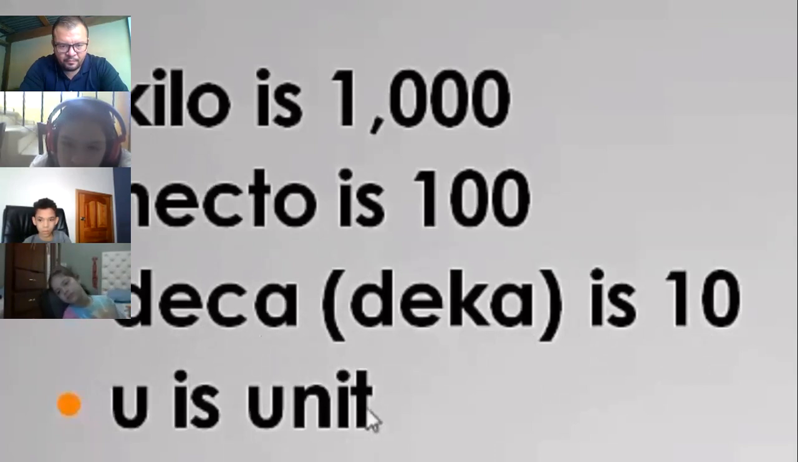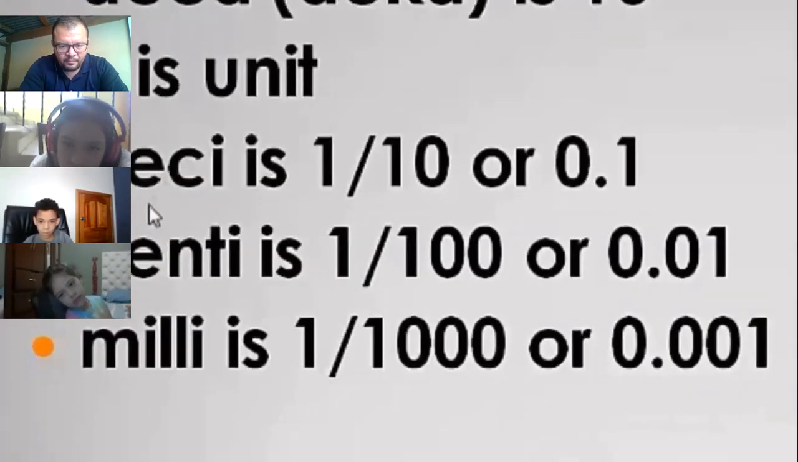U is for unit. That's where you have your root word. So it would be meter, liter, or gram. Deci, with an I at the end, means 1/10. Centi, with an I at the end, is 1/100th. That one's also pretty easy for me to remember because I think about the word cent in the word centi, and I realize there's 100 cents in a dollar, or 1 cent is 1/100th dollar.